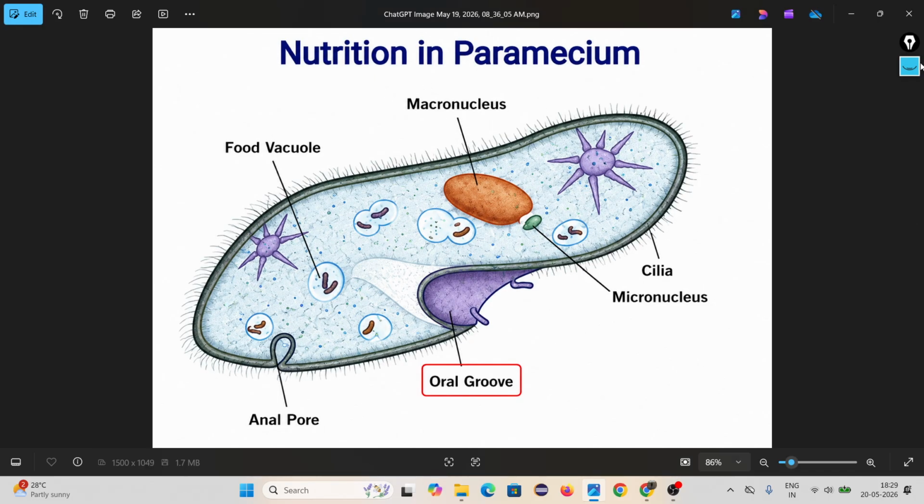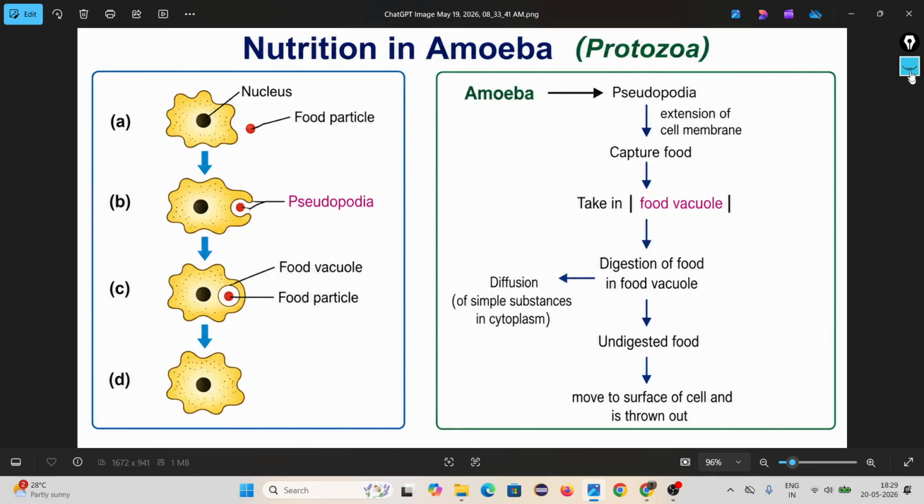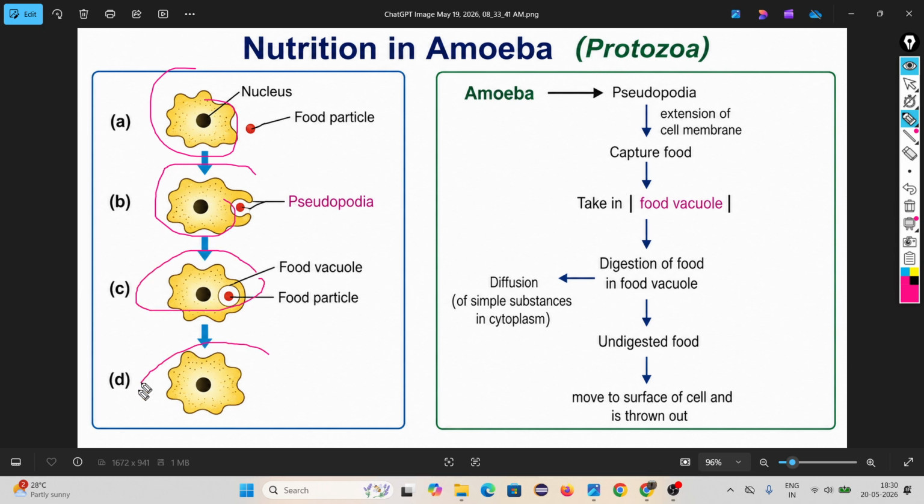Then another unicellular organism, that is paramecium. It is also like amoeba. Amoeba does nutrition in the same way as paramecium. Paramecium is also a unicellular organism and also a protozoa. But the difference is that the amoeba body doesn't have a fixed structure. They can change. Look in this diagram, they are changing their body. Here one shape when food is coming, one shape after engulfing food, then another after digesting.